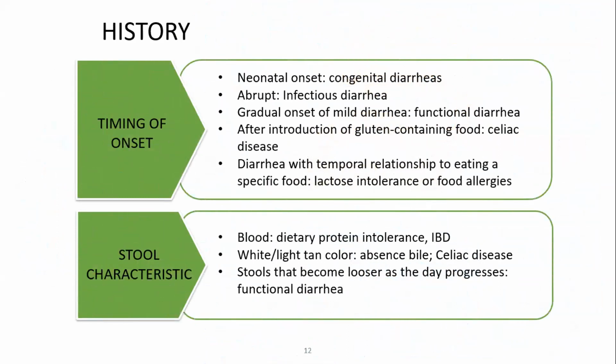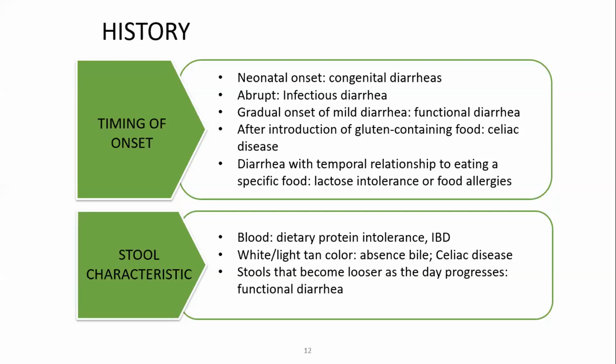So for history, first I want to ask about the onset. If the onset of diarrhea is during the neonatal period, most probably you're dealing with congenital diarrhea, which involves many syndromes with weird names. It's very rare. Chronic diarrhea in actuality is very rare compared to acute diarrhea. If the onset is abrupt, you're thinking of infectious diarrhea, especially cholera, and with gradual onset of mild diarrhea, you might be thinking of functional diarrhea.